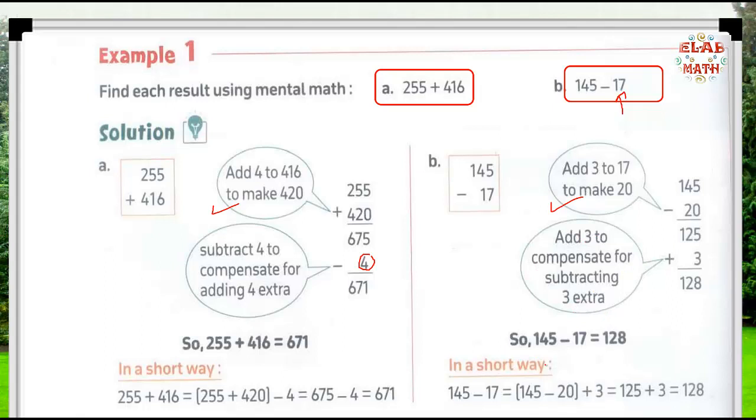And you can write in a short way like this: 145 minus 17, and instead of 17 write 20 after you add 3, and find the difference between parentheses. After you get the difference, you should add 3 more. 125 plus 3 equals 128.